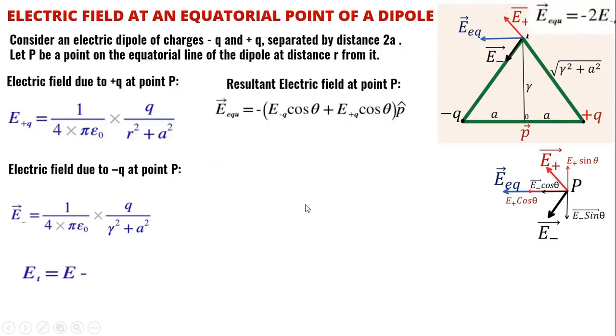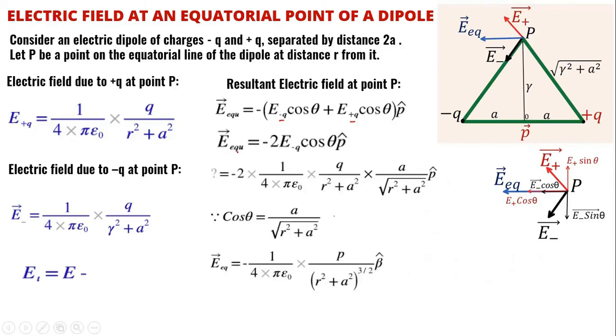Next, on putting their magnitudes, E negative and E positive are equal in magnitude. So what we have is twice E negative cos theta, pointing opposite to the dipole moment vector. Now our next step is to put their magnitude values. Minus 2 we keep as it is. Now the E negative value we put from this expression, that is 1 upon 4 pi epsilon naught, Q by R square plus A square.